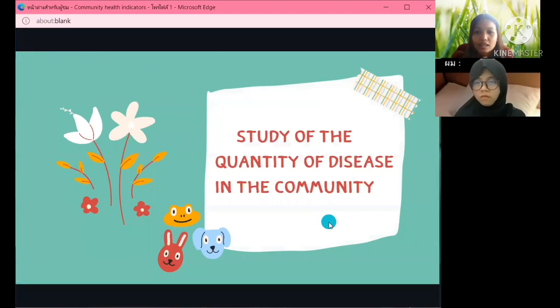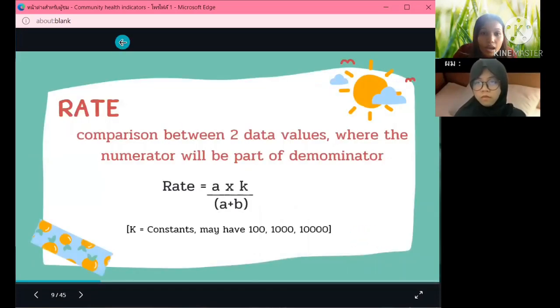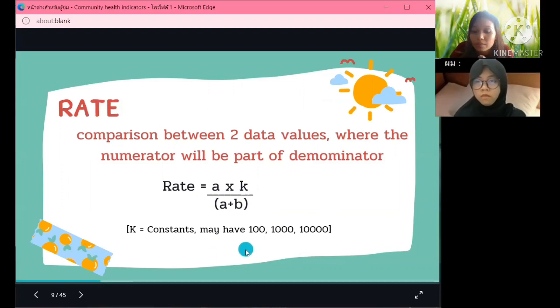And next slide, study of the quality of disease in the community. The next slide is about rate. A comparison between two data values where the numerator is part of the denominator. Following this formula, rate equals A times K divided by A plus B. K is a constant that may be 100, 1000, and something like that.